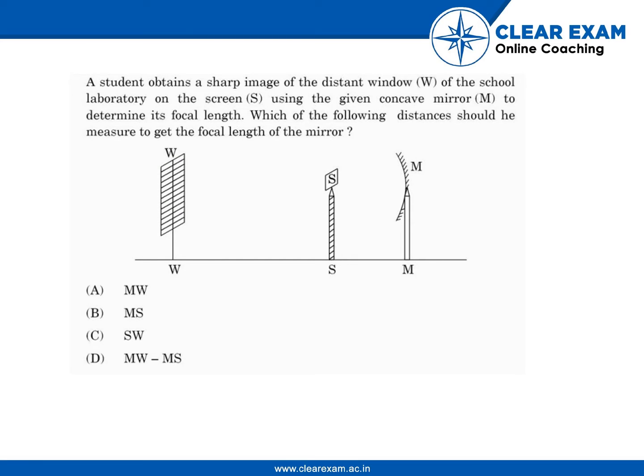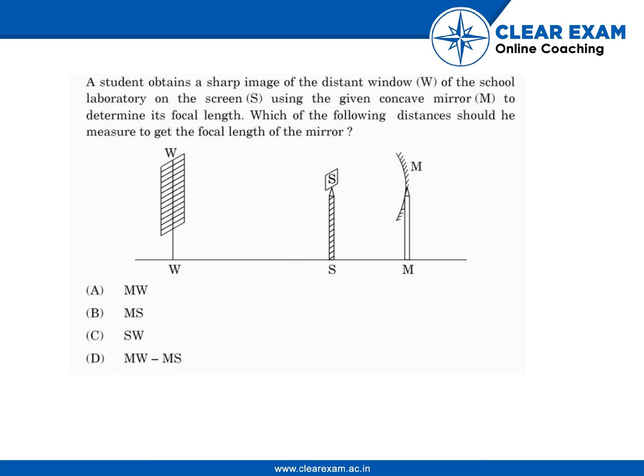So a student obtains a sharp image of a distant window W of a school laboratory on the screen S using the given concave mirror M to determine its focal length. Which of the following distances should be measured to get the focal length of the mirror?